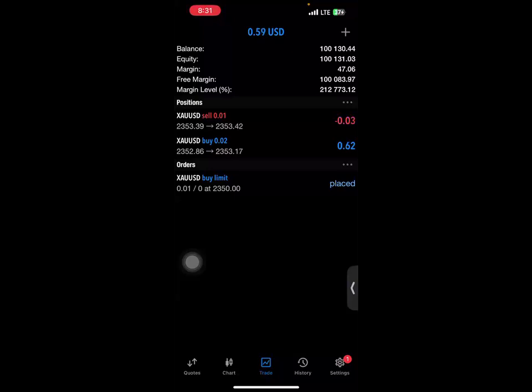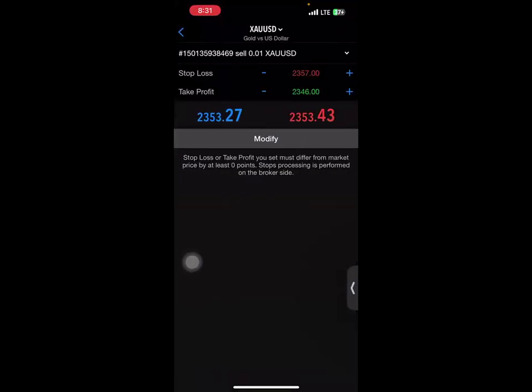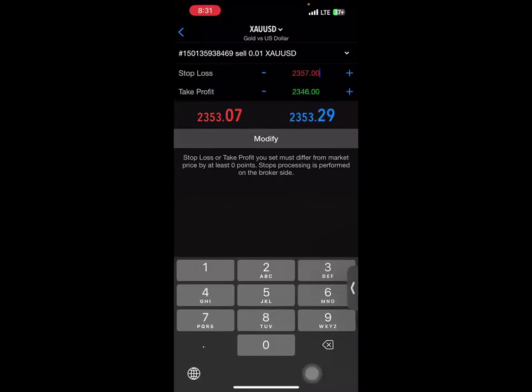So go to the modify position for the first one. Go to the modify position. Click the first trade there. Let's modify. So now what you want to do is to set your TP to 2353.37.